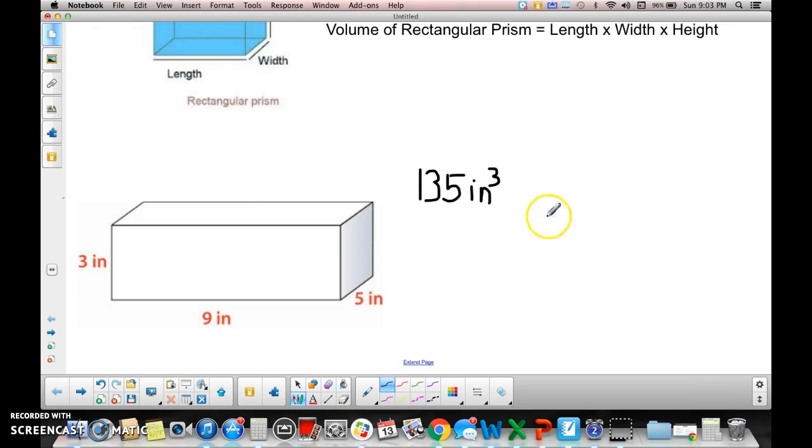Use the formula on the wake up. I gave you rectangular prisms and I gave you cubes to work on today.